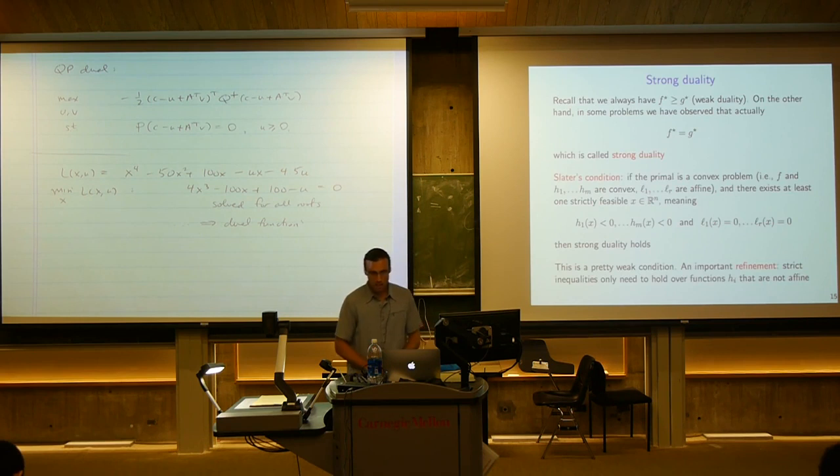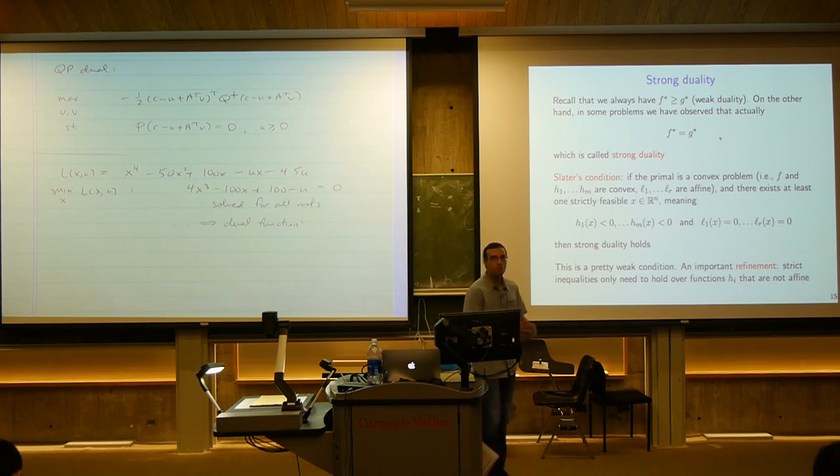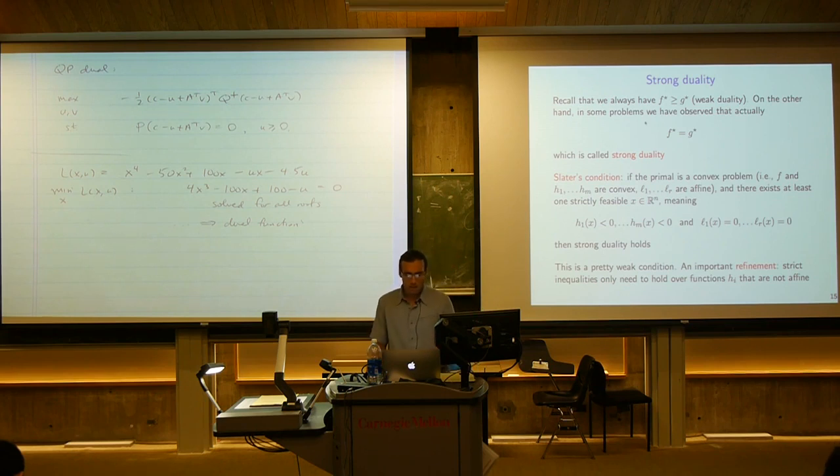Okay, so let's move towards the punchline, which is strong duality. When does it occur? We always have this relationship, f star being bigger than or equal to g star. That's true no matter whether our problem is convex or not. On the other hand, in many problems so far, we've observed that we have equality: f star is equal to g star, so the primal and dual optimal values are the same. There's no gap between them. That's called strong duality.